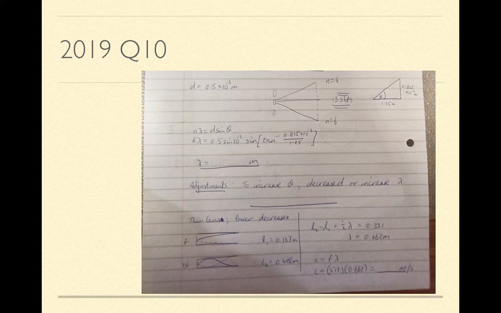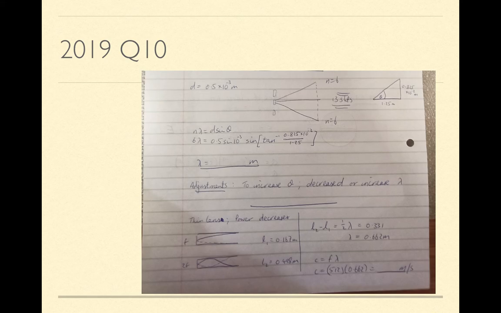Next part, what adjustments increase the distance between the constructive interference? Decrease the distance between the slits or increase the wavelength. Okay, next part, we were talking about a lens. A thin lens has very little refraction power. So that means the focal length is small, so the power is quite small. It doesn't refract it very much.